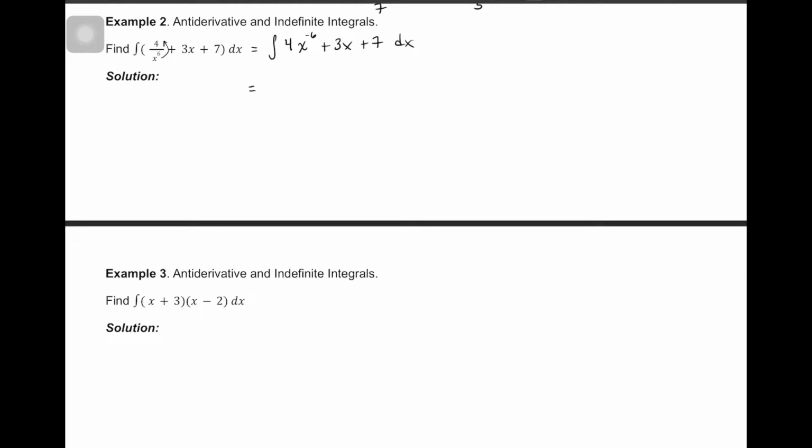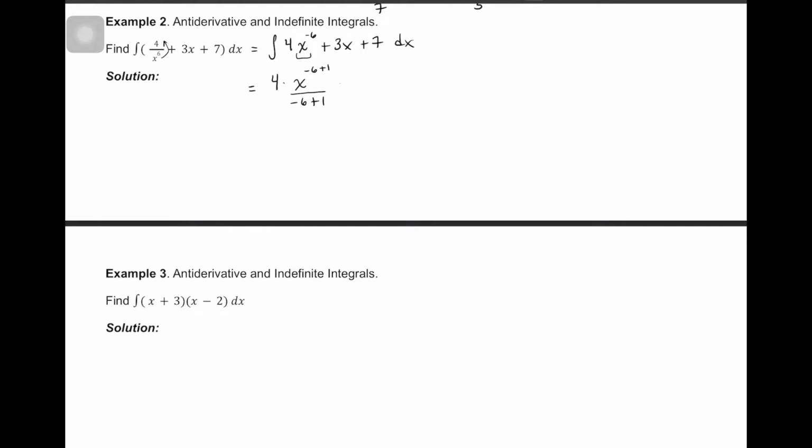So that means we bring down the 4 because it's a product of a function. And then we do the x to the negative 6. So according to this, we have to use the power rule for that. So that will be, remember what power rule says, you add 1 to the power. There you go. And then divide by the new power, right?